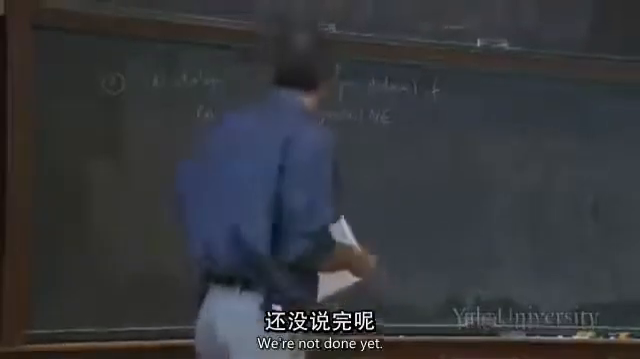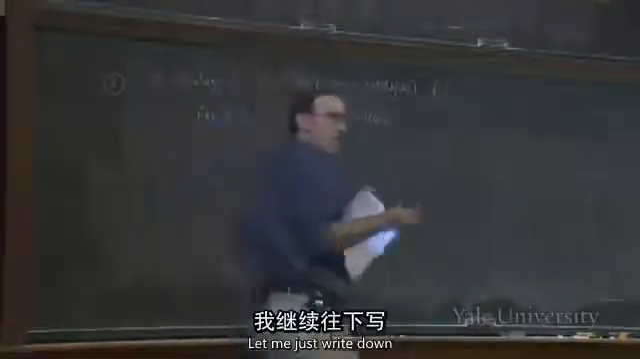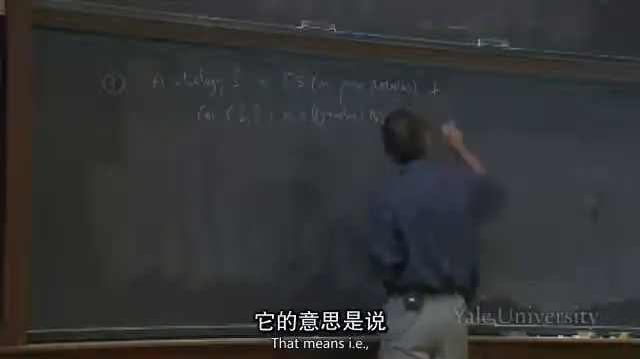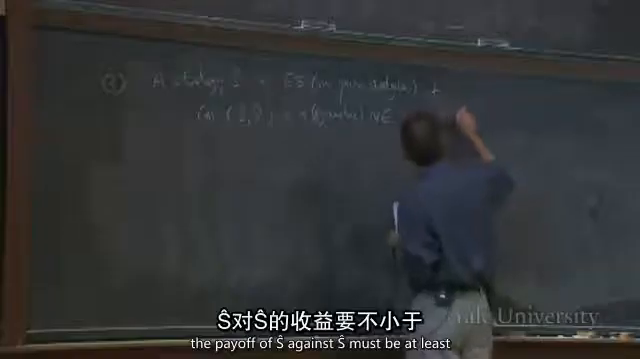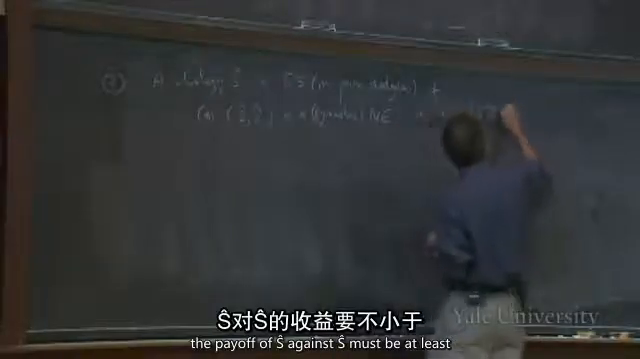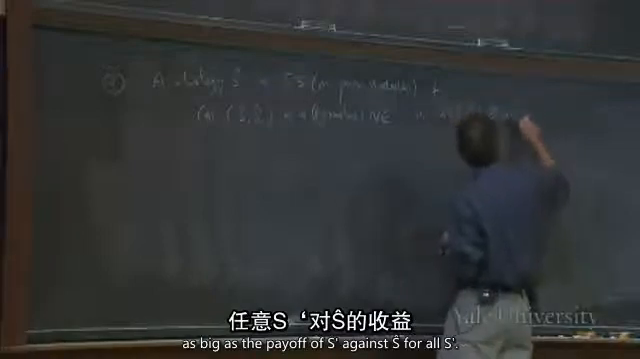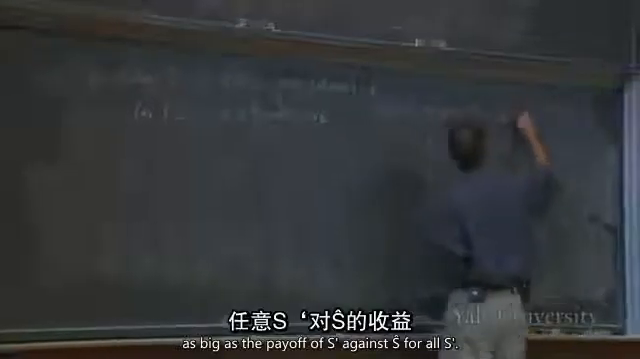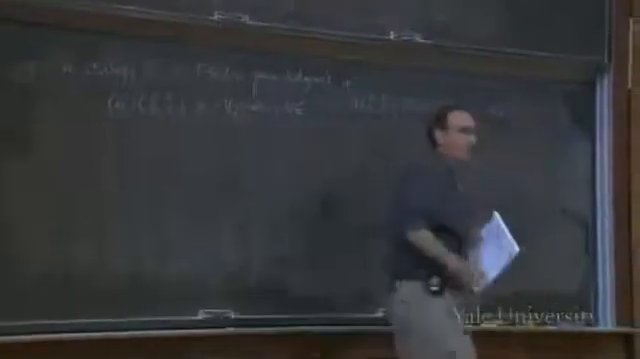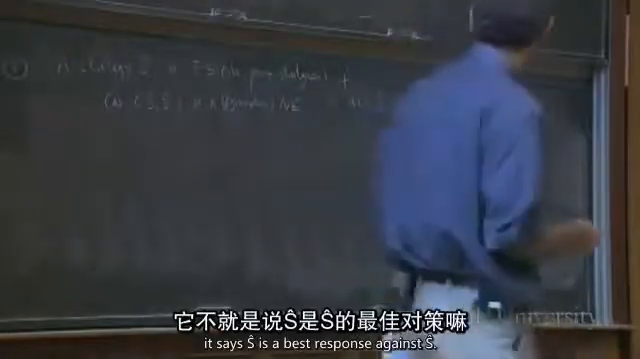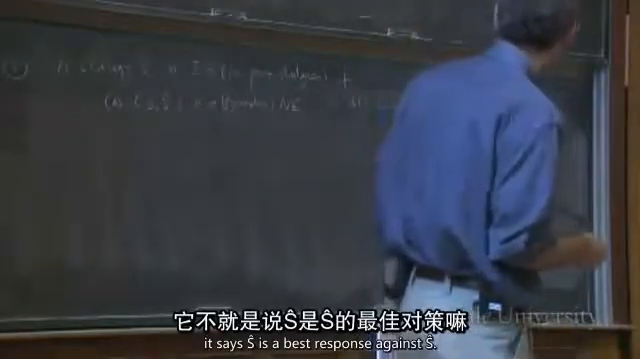We're not done yet. Let me just write down what it means to be a symmetric Nash equilibrium of the game. That means the payoff of S hat against S hat must be at least as big as the payoff of S prime against S hat for all S prime. Right? That's a standard thing, which many times says S hat is a best response against S hat. All right? Not quite done yet.